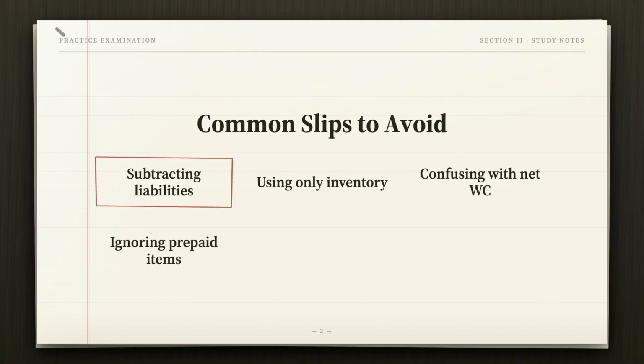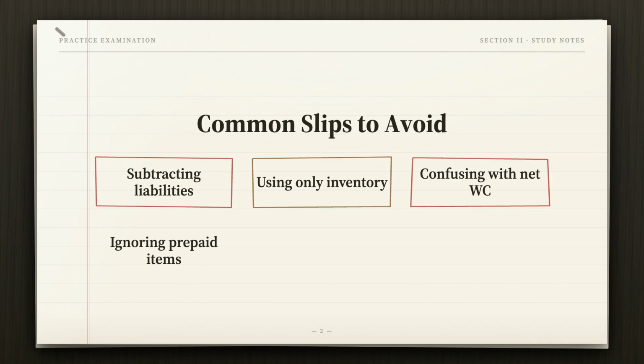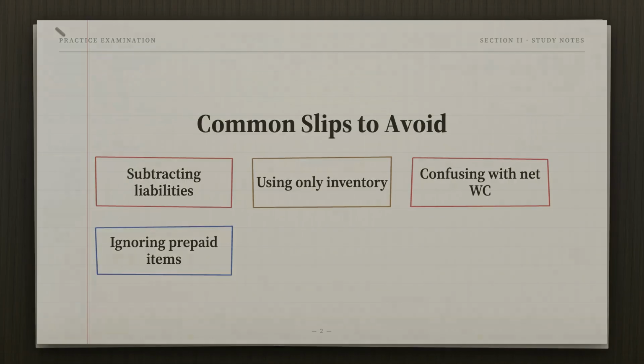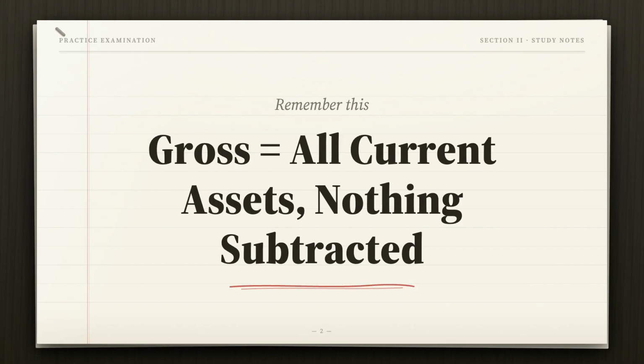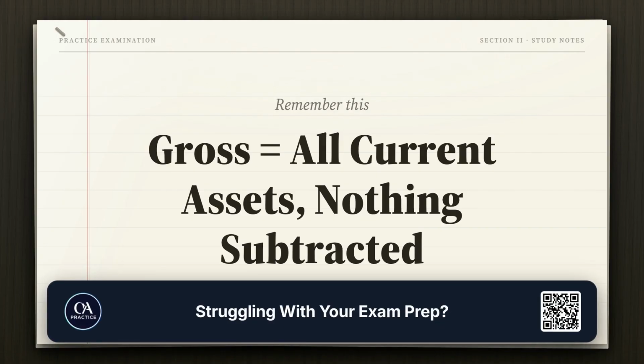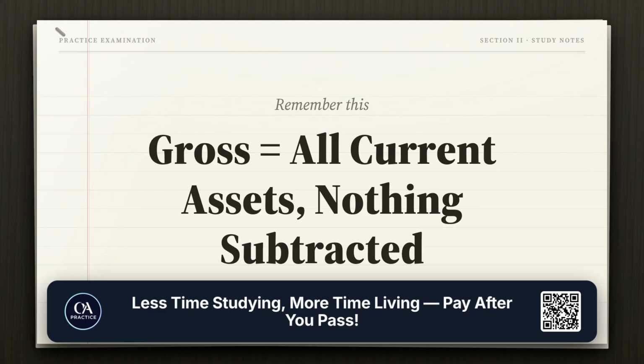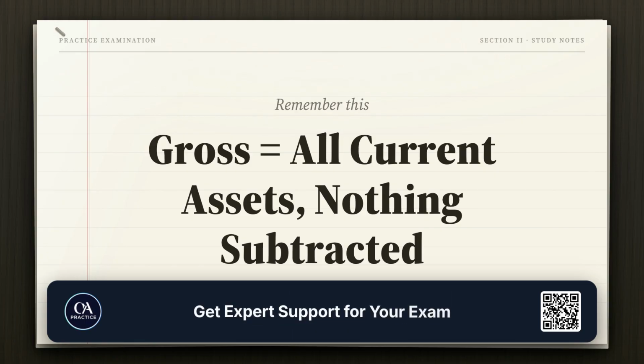The most common mistakes are netting out current liabilities, which gross working capital ignores entirely, or listing just one asset like inventory and calling it the answer. It's easy to blur this with net working capital, which does subtract liabilities, so reading the word gross carefully matters. Gross working capital equals total current assets, full stop. Measuring the liquid resource base a company puts to work. Add everything, subtract nothing, and you'll always get it right.